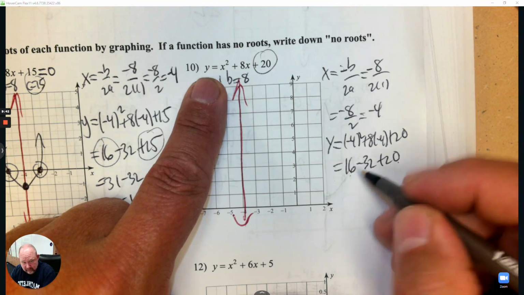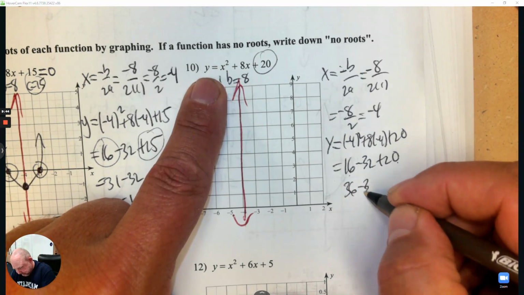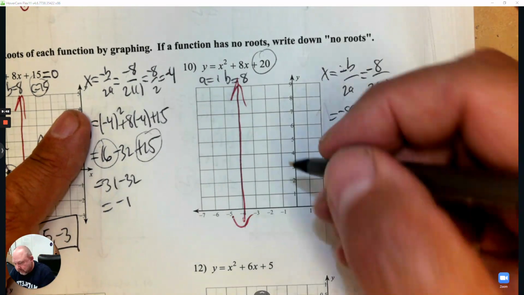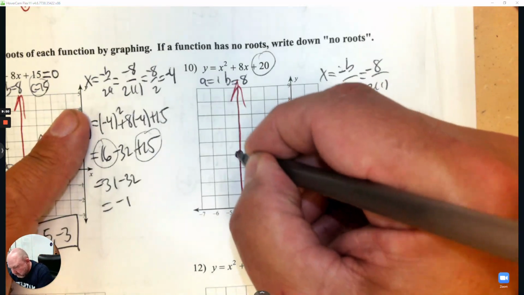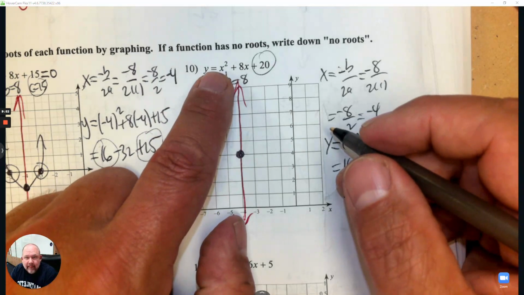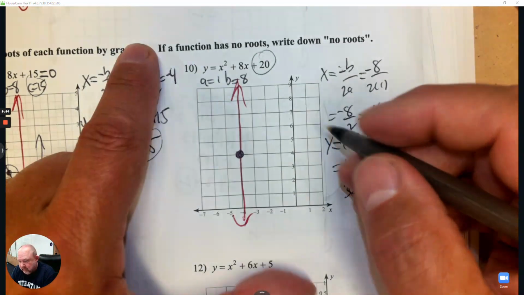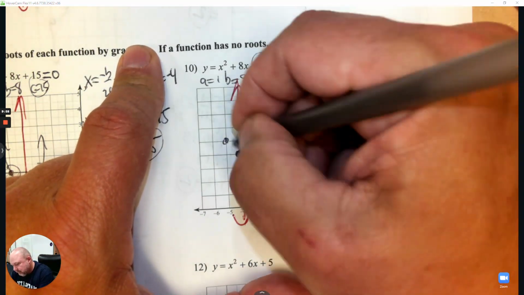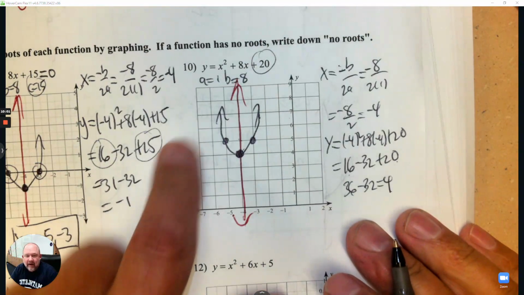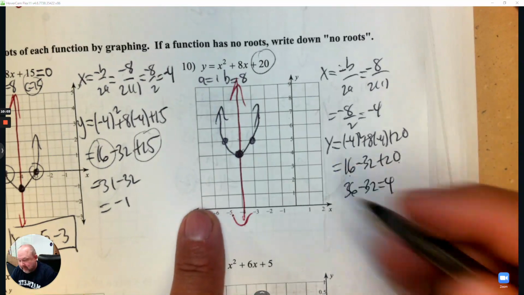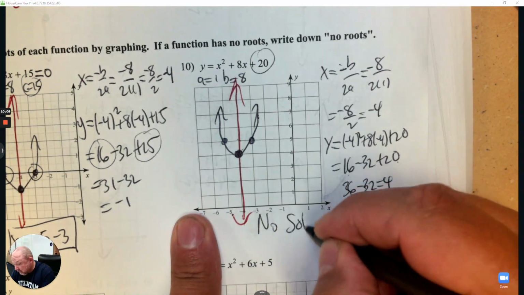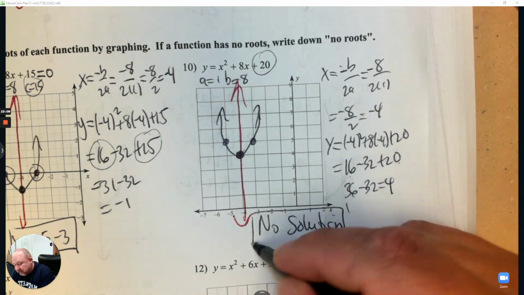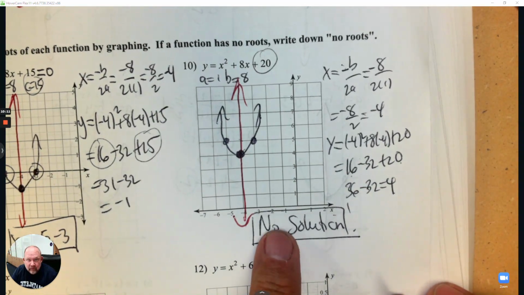So 20 plus 16 is 36. That answers 4. So find 4. A is +1, so that means we go up 1 to the right, up 1 to the right. Where does this graph cross the x-axis? And the answer is nowhere. It never crosses. It's pointing the wrong way. So because it never crosses the x-axis, we say there is no solution.